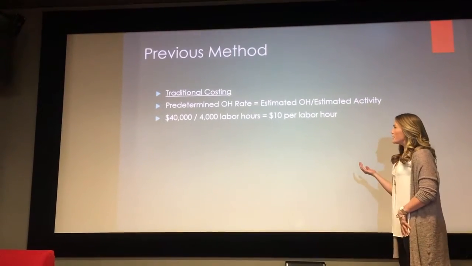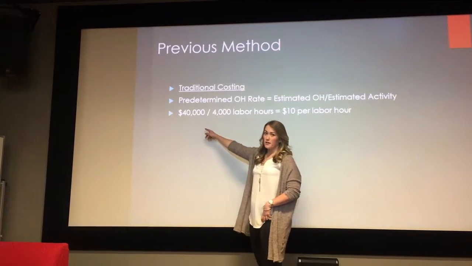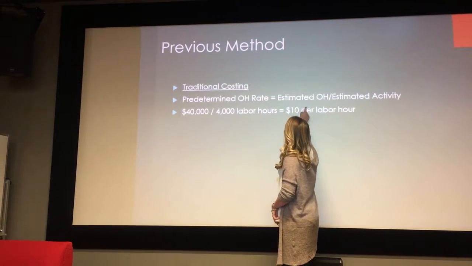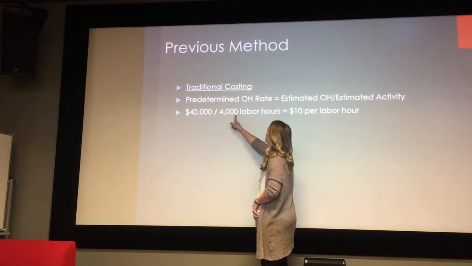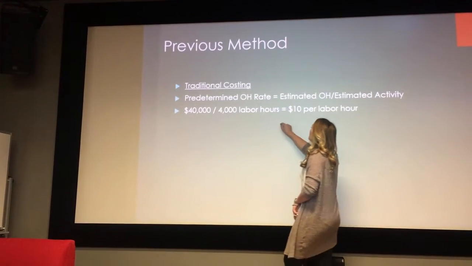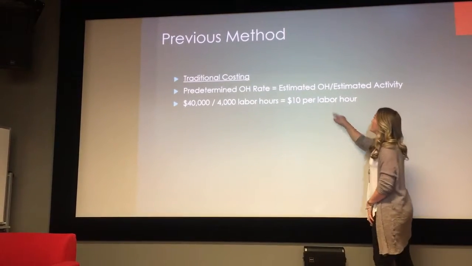So for traditional costing, we're going to use $40,000 for the estimated overhead, and we're going to use labor hours as our estimated activity. So we're going to use 4,000 labor hours. So 40,000 divided by 4,000 is $10 per labor hour.